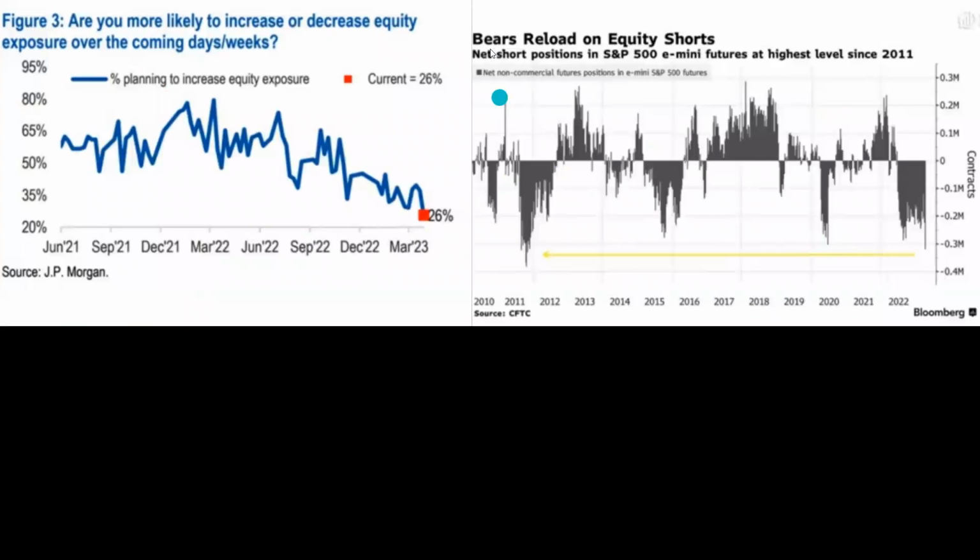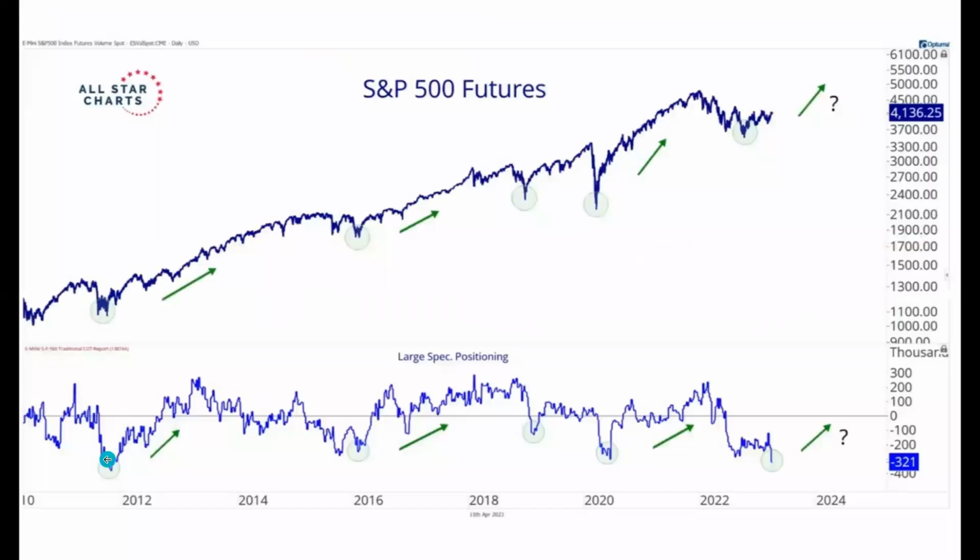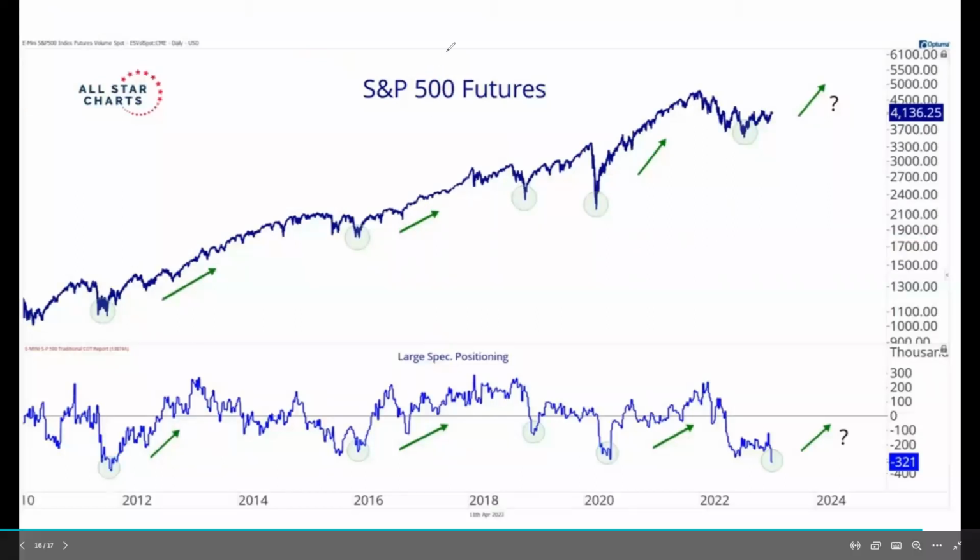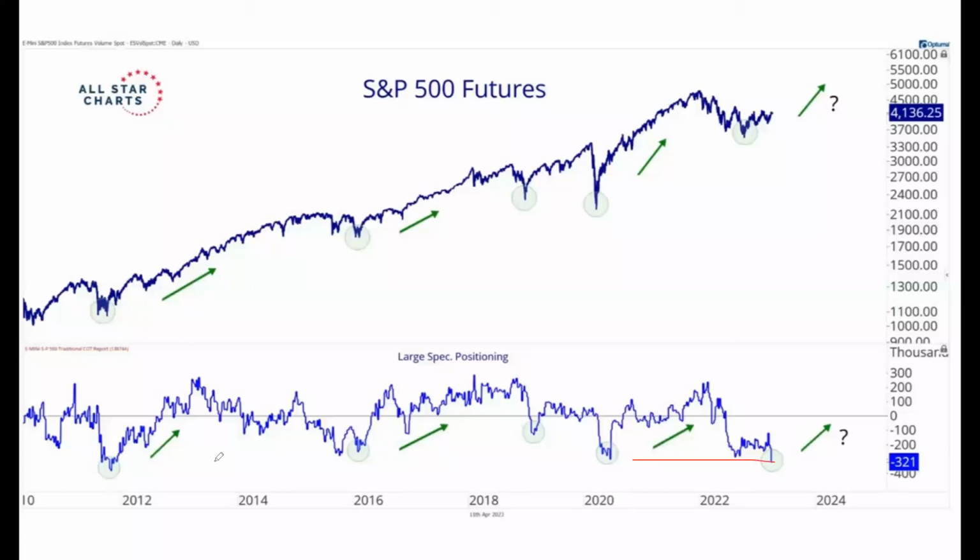Now we mentioned positioning, okay, and we just took a look there how positioning was extremely low. What's not extremely low, what's extremely high is equity shorts. The net short positions in the S&P 500 E-mini futures is at its highest level since 2011. And if we go back to that previous chart again, we can see that the large spec position is also at its lowest levels since 2011, guys.